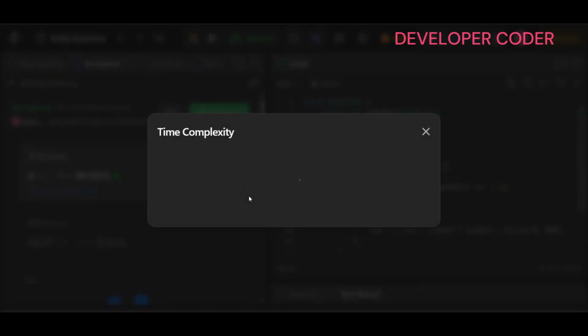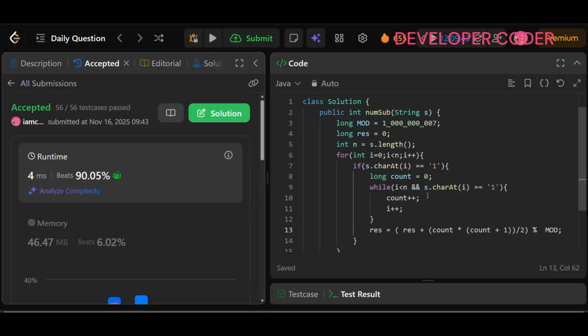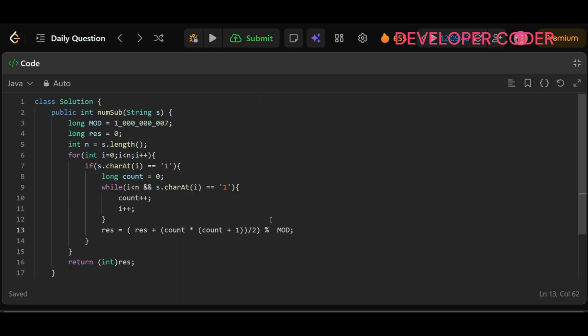since we are iterating over all the values in my string only one time. In the while loop also, I'm consecutively moving forward only. My i is moving forward only. We are not checking any index two times. So I hope that you guys are able to understand today's problem.